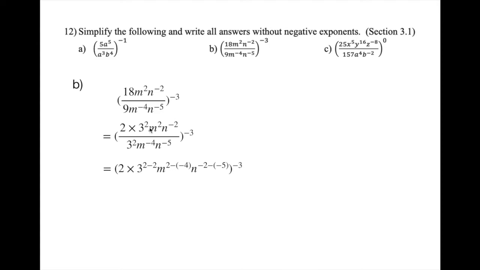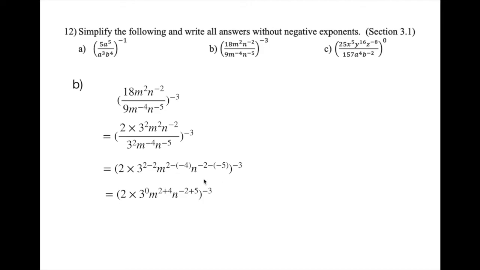So we know that for the same base, with the power, we do the subtraction. So 2 will remain the same. For 3, the power should be 2 minus 2, so we put that here. For the m, it's 2 minus negative 4, we put it here. And n has the power of negative 2 minus negative 5. And again, we put it here for further simplification.